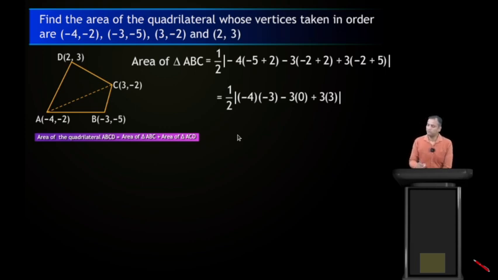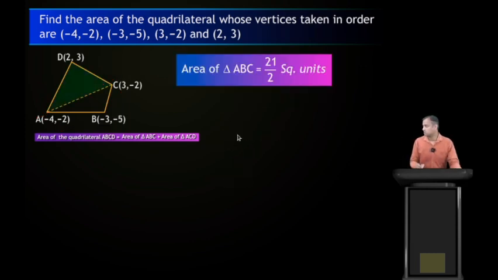So from here we have to find the area of this triangle ABC. So what are the points? x1, x2, x3, y1, y2, y3. Put all the values here and we got the answer. So this is our answer. It is 21 by 2 square units.